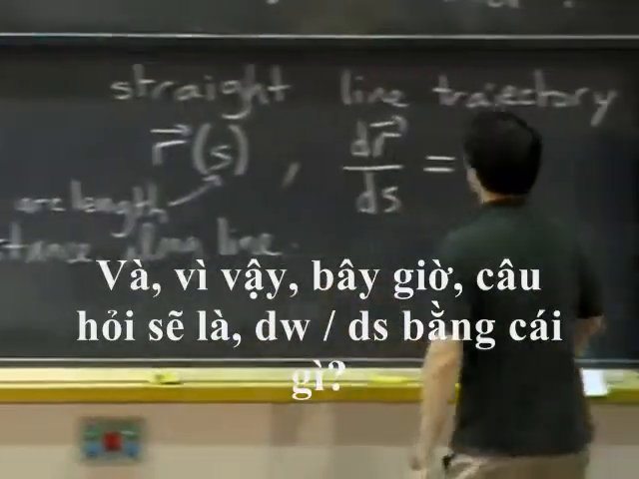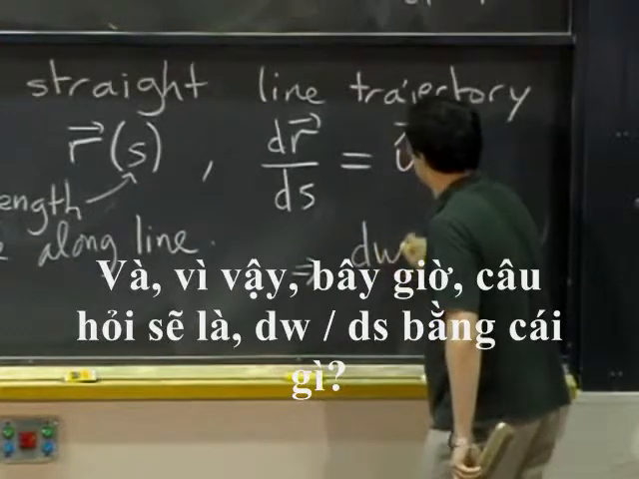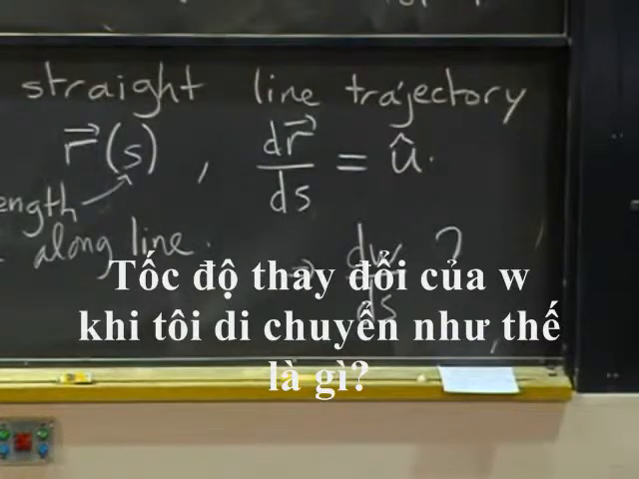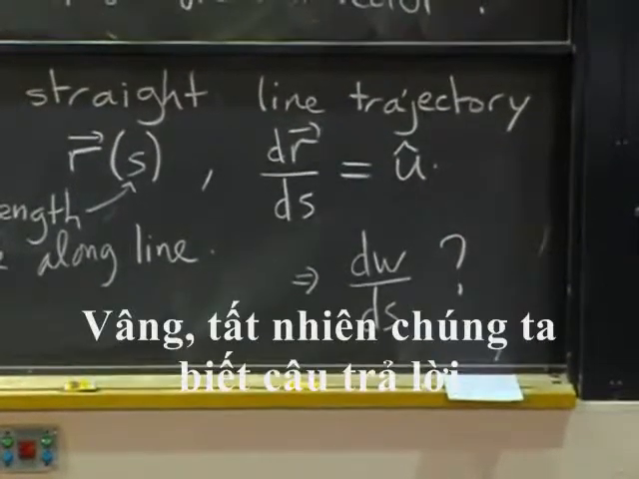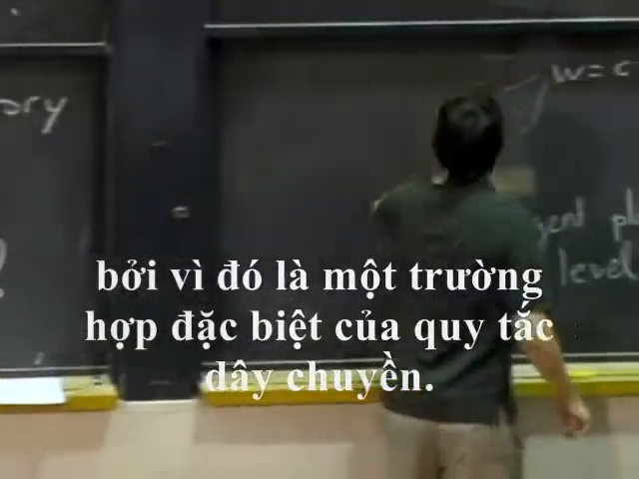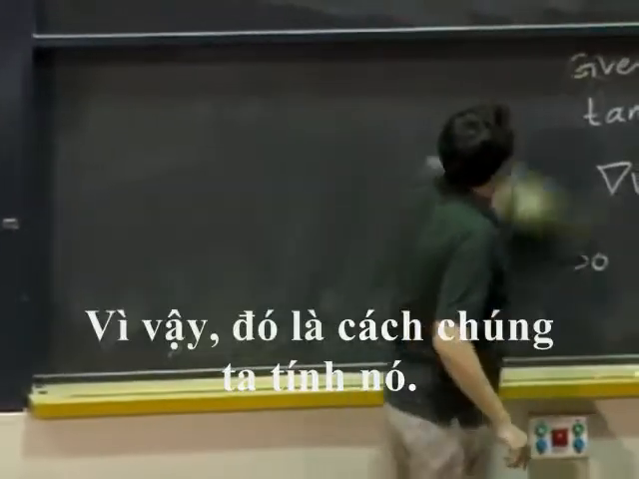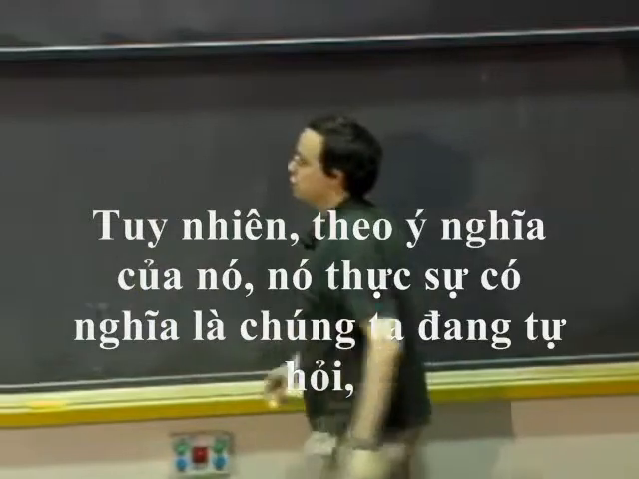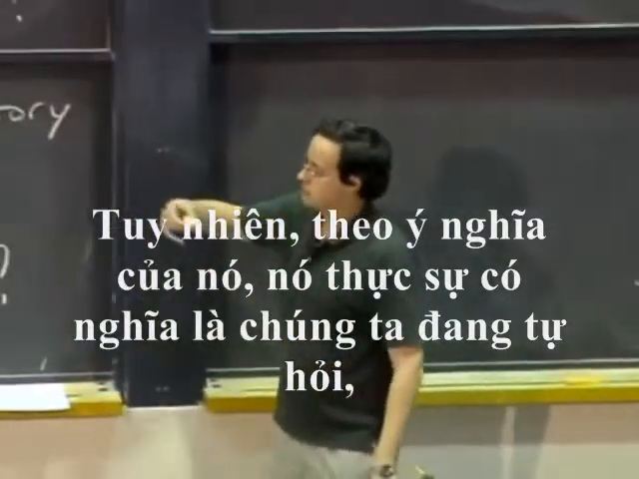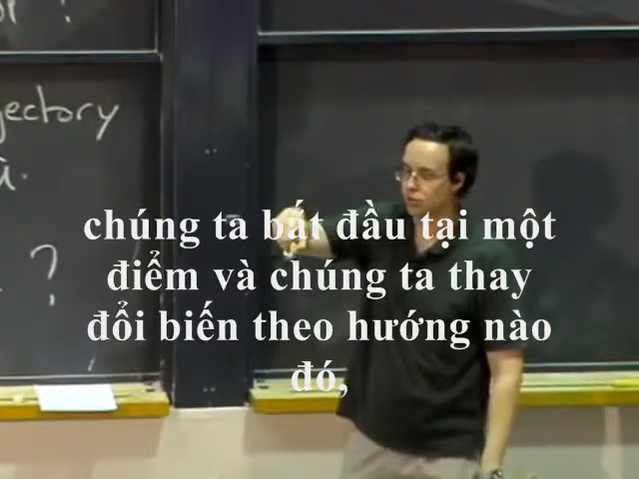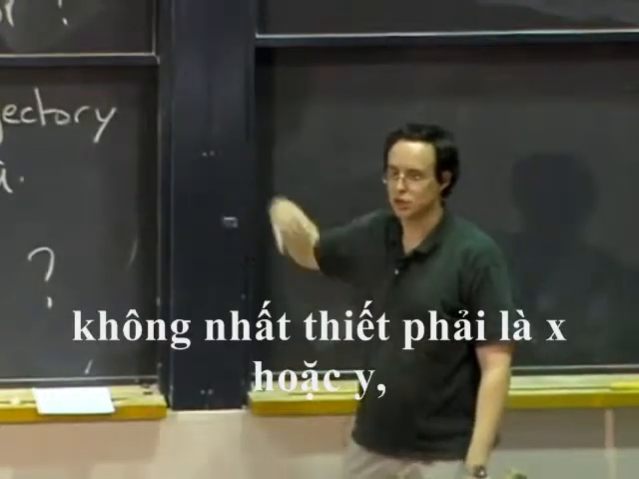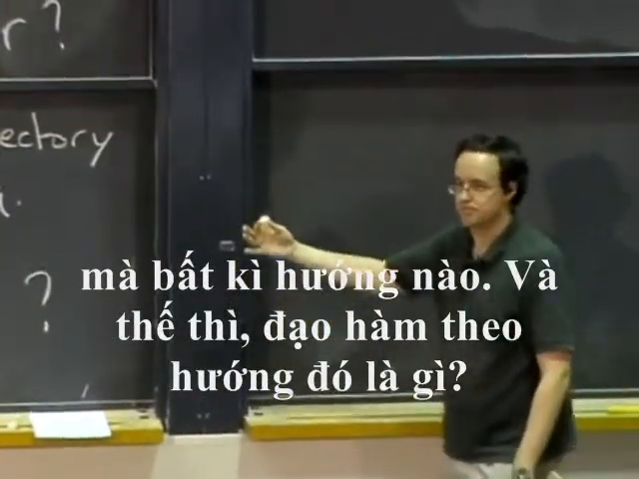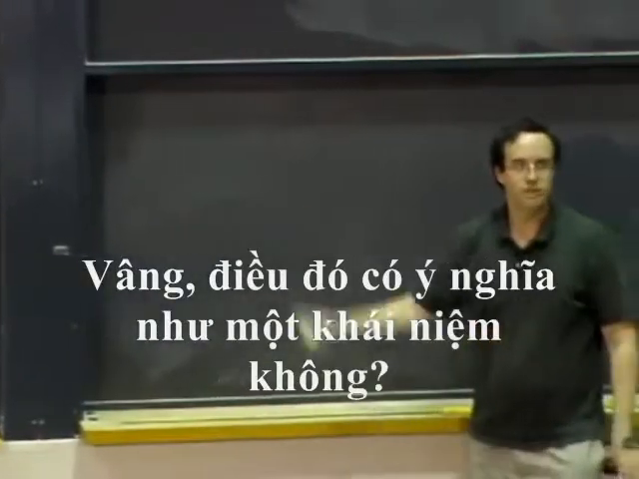And so now the question will be, what is dw ds? What's the rate of change of w when I move like that? Well, of course, we know the answer because that's a special case of a chain rule. So that's how we will actually compute it. But in terms of what it means, it really means we are asking ourselves, we start at a point and we change the variables in a certain direction, which is not necessarily the x or the y direction, but really any direction. And then what's the derivative in that direction? Okay? Does that make sense as a concept?